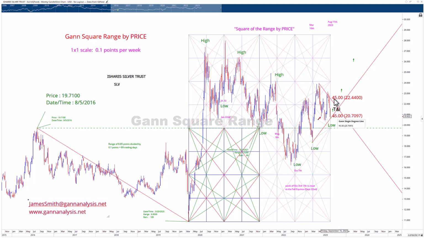And if you close either side of these, then you know what direction it's going. So that's, in a nutshell, how you would use the square of the range by price. You can also square the range by time. That's a story for another day. Right now, I just wanted to show a quick example on silver, how you square the range by price.